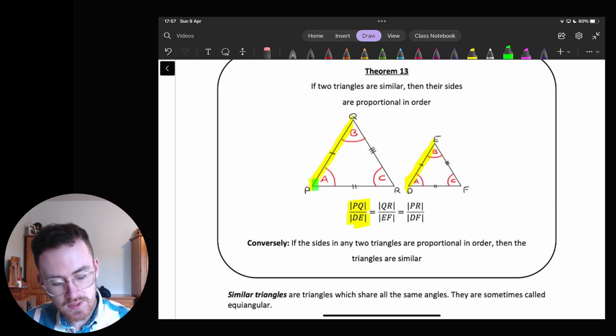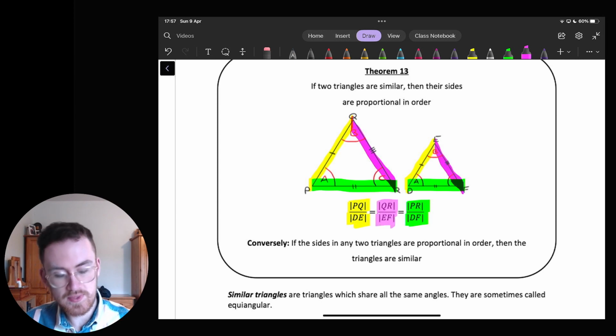And we can do the same thing with the other sides. So PR and DF, we can line that up here. And we do the same thing with QR and EF. We can line them up here. And we can use this then to find the value of a missing side.